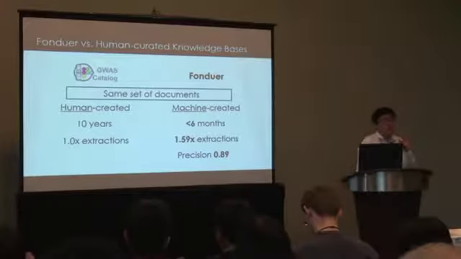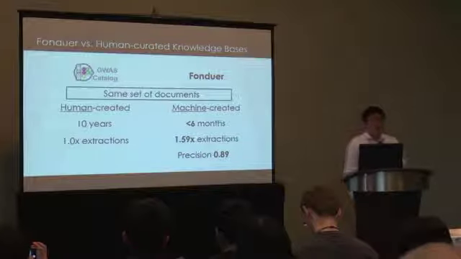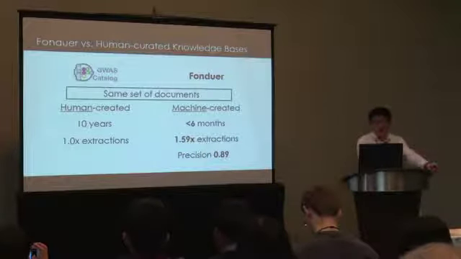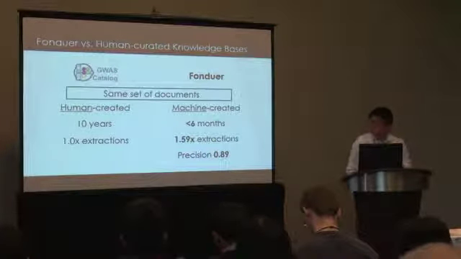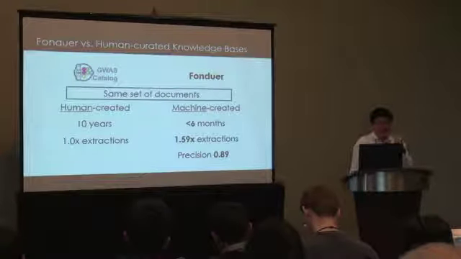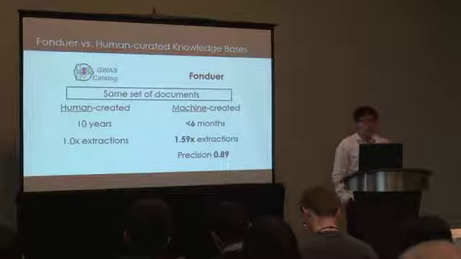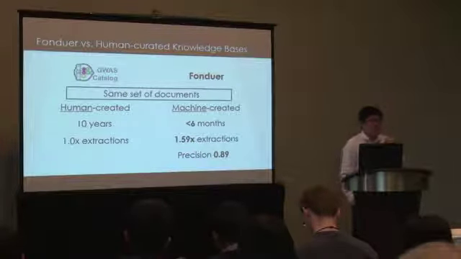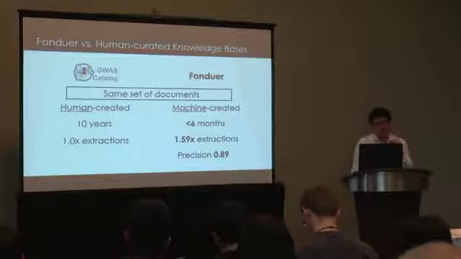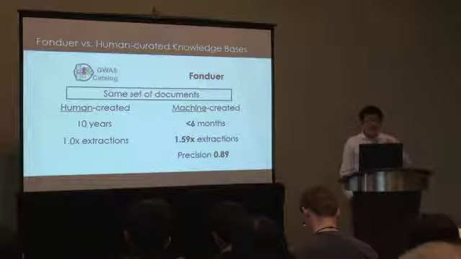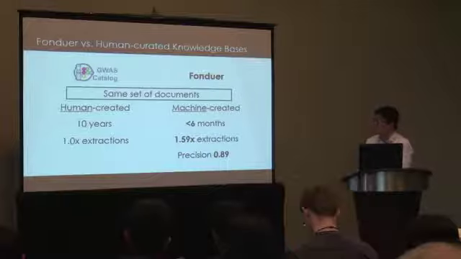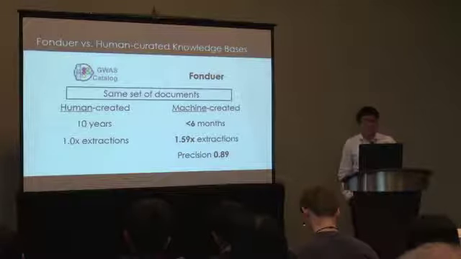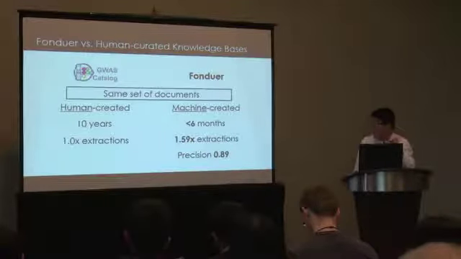We compare Fonduer with the GeneWise catalog, one of the largest knowledge bases on GeneWise assertion study. We use the same set of documents. The GeneWise catalog has been manually created by domain experts over the past 10 years. Fonduer's KB took a CS PhD about 6 months. If we use the GeneWise catalog as a baseline, Fonduer was able to find actually 59% more data with high precision.